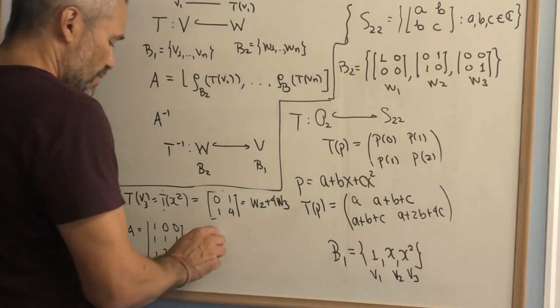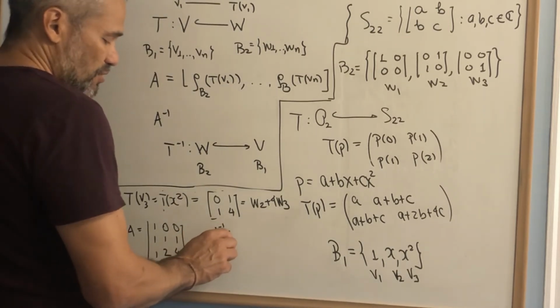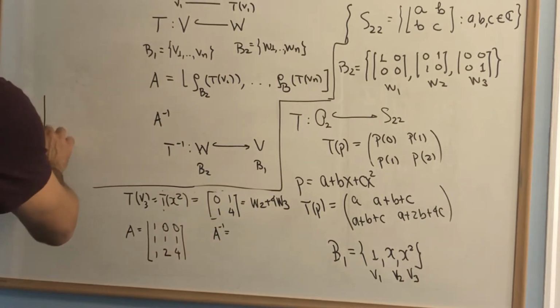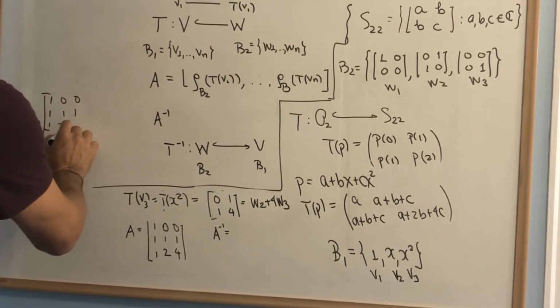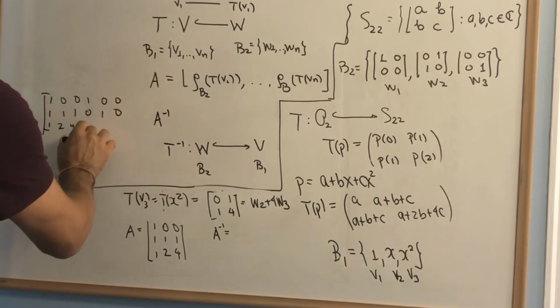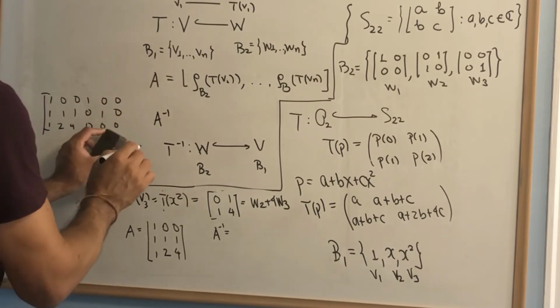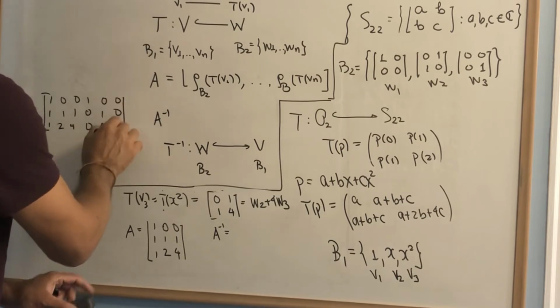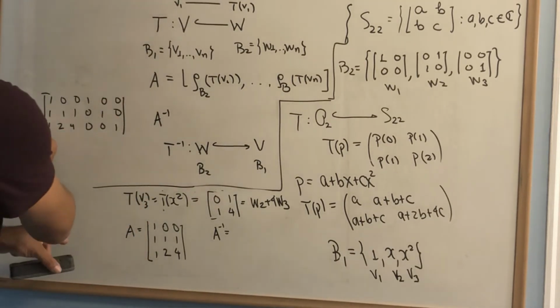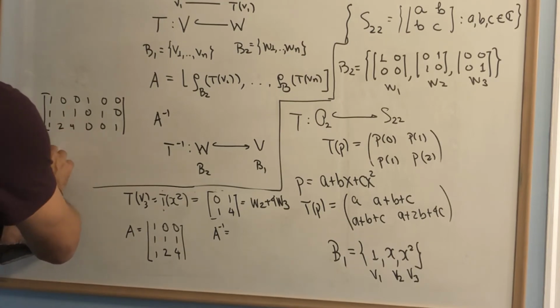Then we compute the inverse. We can use one of the procedures to compute the inverse. Remember, one of them is just to write that matrix 1, 0, 0, 1, 1, 1, 1, 2, 4, next to the identity 1, 0, 0, 0, 1, 0, 0, 0, 1. We find the row reduced echelon form of this, and then we will get here the identity.